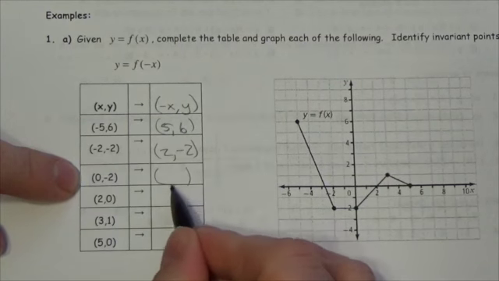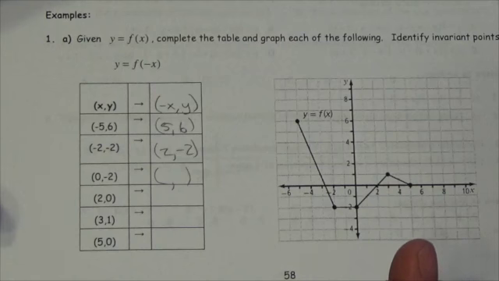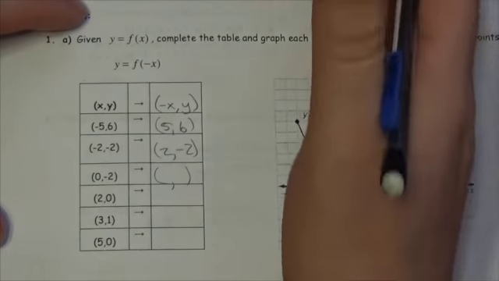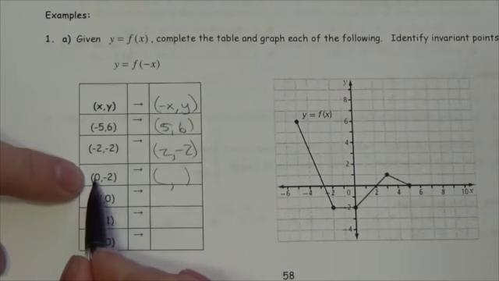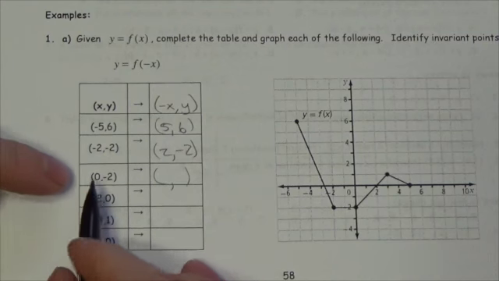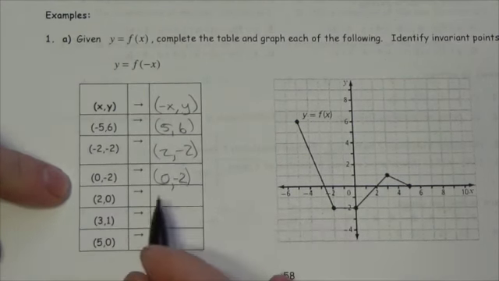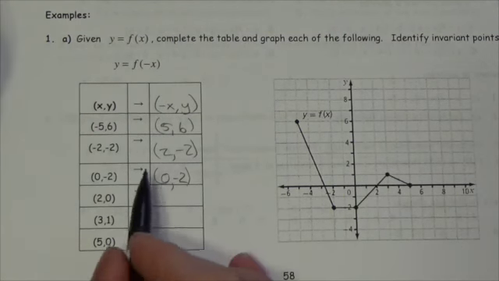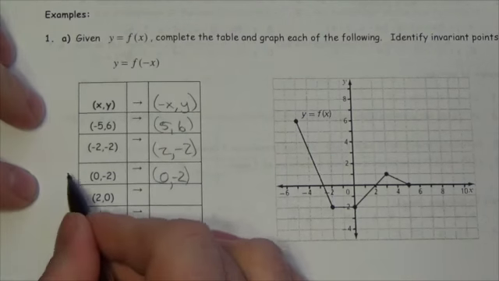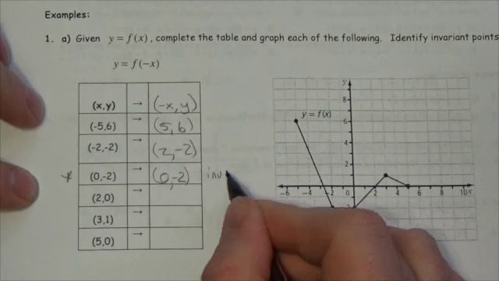Now, here is where hopefully you'll get a sense of why this is considered a reflection over the y-axis. This point right here, 0, negative 2, is going to be on the y-axis. Now when you put a negative in front of 0, nothing happens. Negative 0, positive 0. 0 is neither positive nor negative, so it doesn't react to that. So this point stays the same. Here's our invariant point. This one here is invariant.